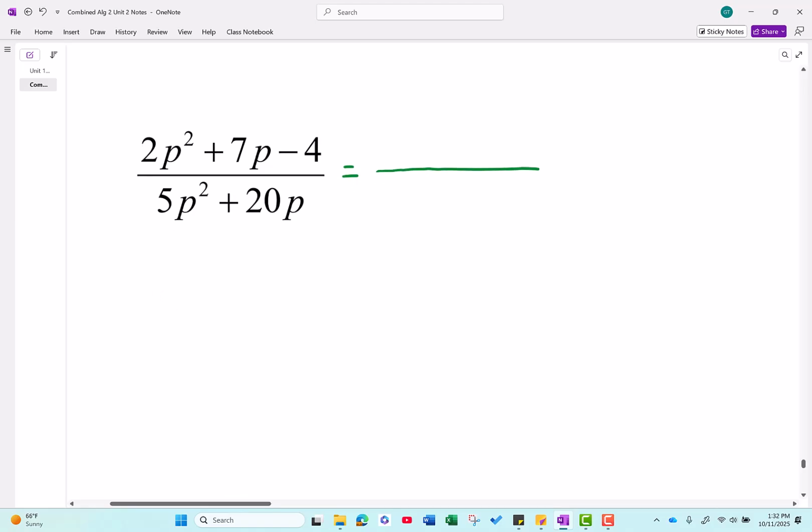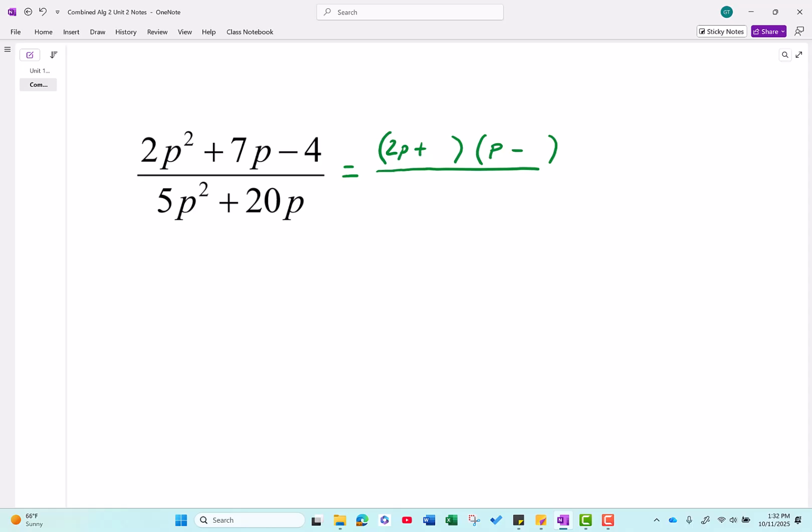Using my rules from previous notes, I'm going to break these into two binomials, and I use the last sign to help me understand what the signs are going to be. If I have a negative last term, then I'm going to have one positive and one negative sign after I factor it. I undo F first, so that's 2p squared. So I'm going to get 2p on one side and p on the other side. Then I undo L, which is the 4. So I have factors of 4 and 1 or 2 and 2.